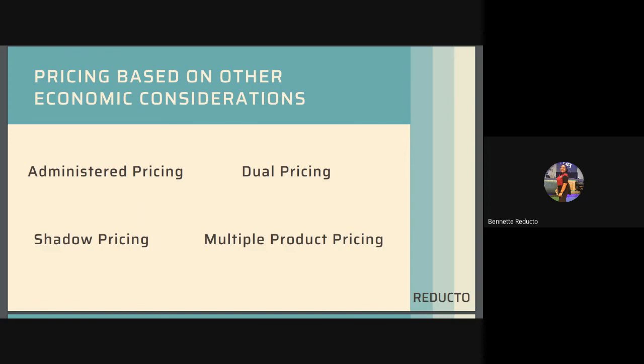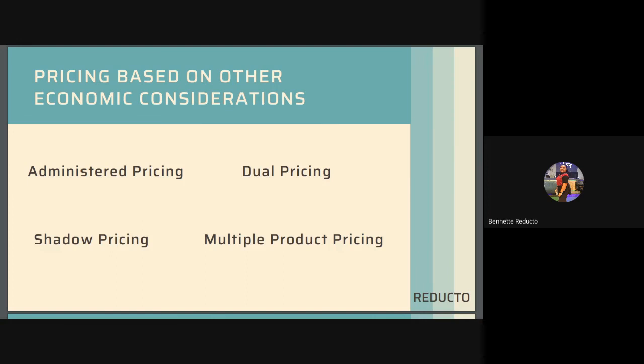The next one is dual pricing. When we say dual pricing, it is a system in which there are two prices for the same commodity at the same time. The first one is the controlled price, which is fixed by the government, and the other is the free market price, which is based on the condition of demand and supply. The controlled price is a fixed price because it is fixed by the government, so it cannot be changed, while the free market price is a fluctuating price, so it can be changed.